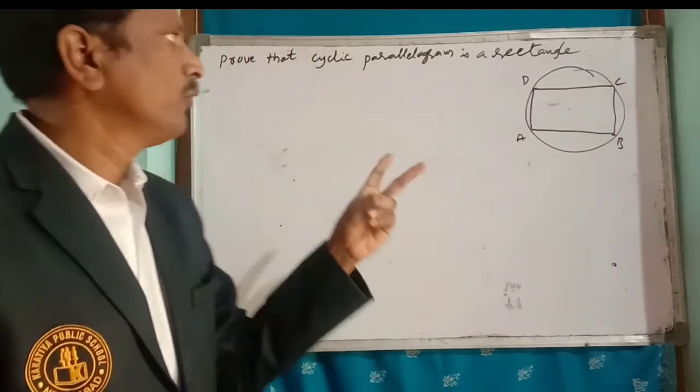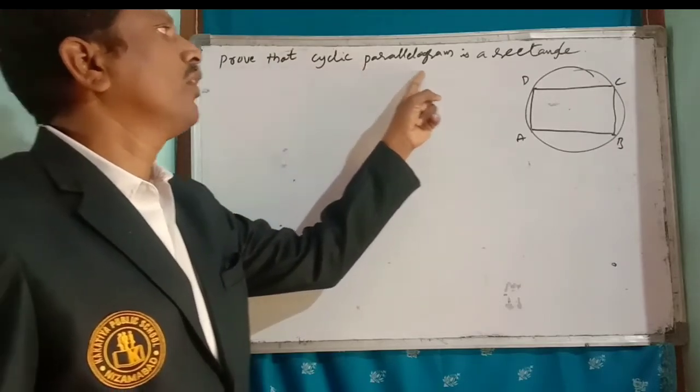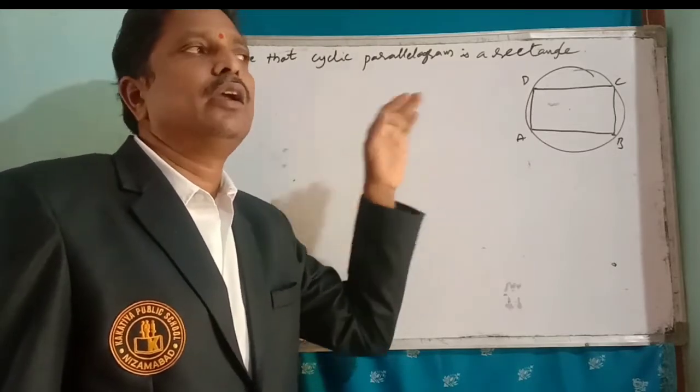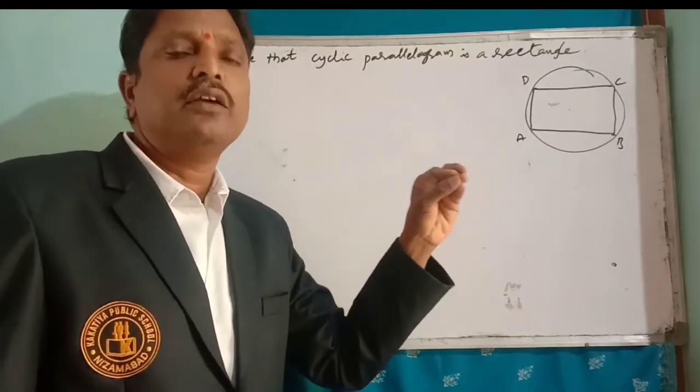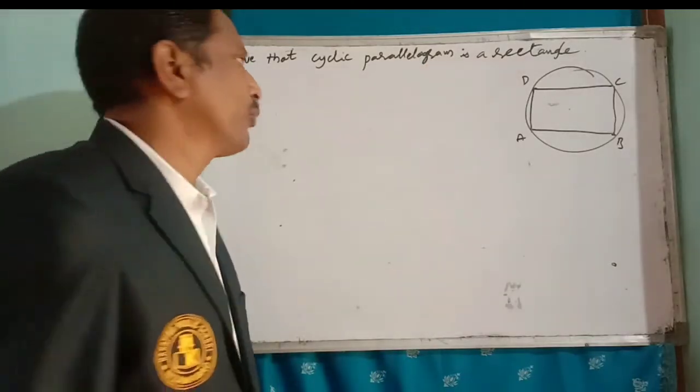On that concept, two more questions are there. First one: prove that a cyclic parallelogram is a rectangle. A cyclic parallelogram is a rectangle. If a parallelogram is cyclic, it must be a rectangle. That we have to prove.